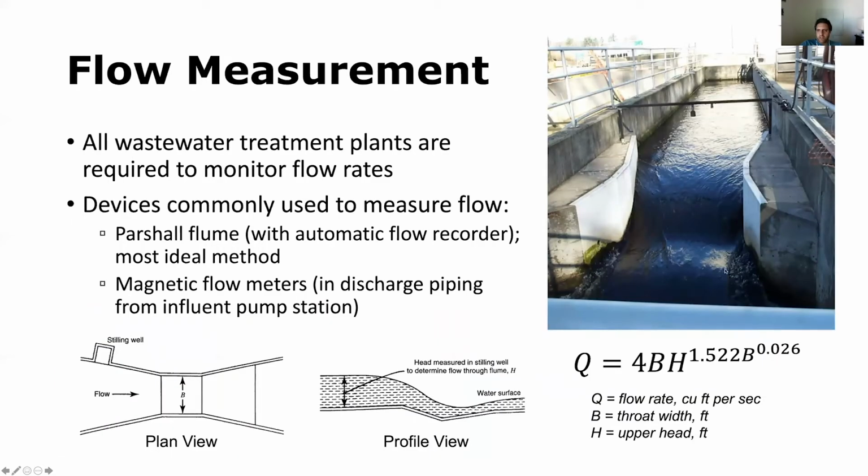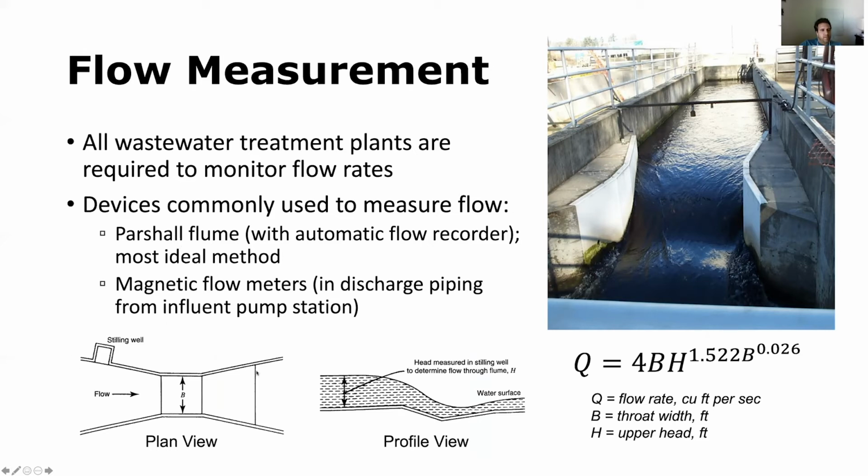Flow measurement occurs, again, usually at the headworks in a partial flume. All wastewater treatment plants in the United States are required to monitor flow rates. The devices normally used to measure flow include the partial flume, in some cases with an automatic flow recorder. Another technology used is magnetic flow meters. These can be installed in the discharge piping from the influent pump station. But the partial flume is the most ideal method.